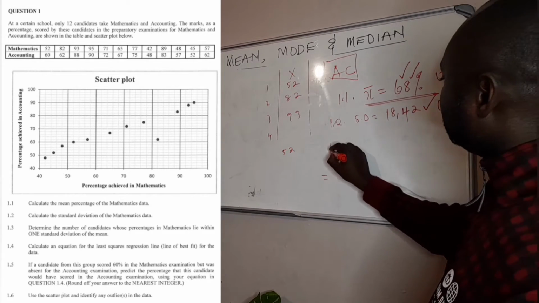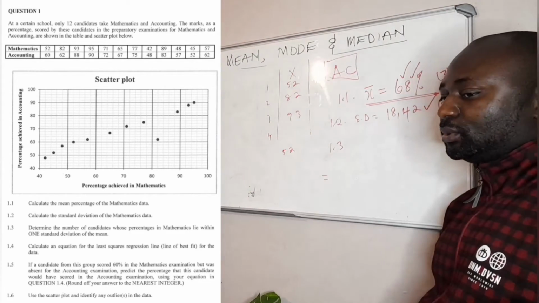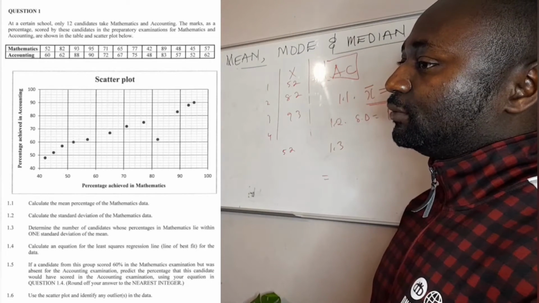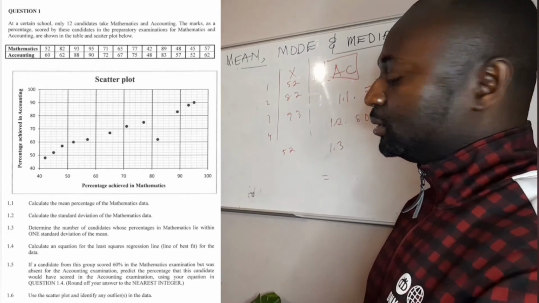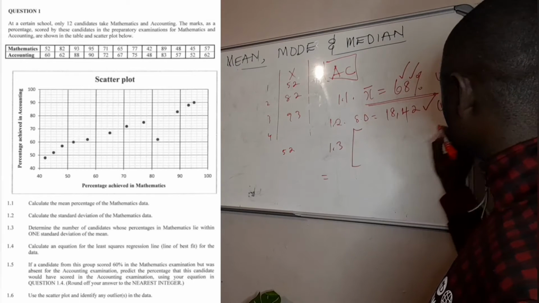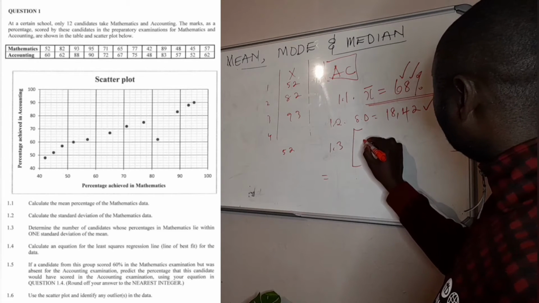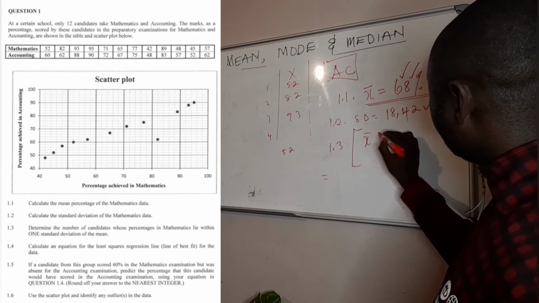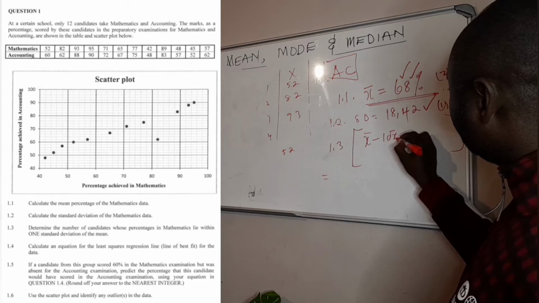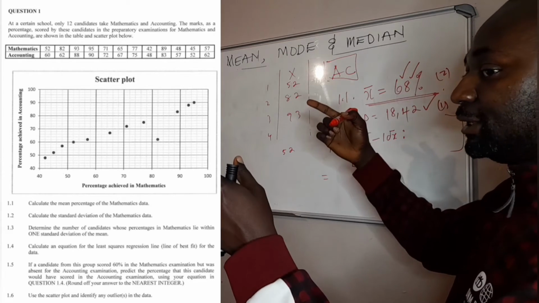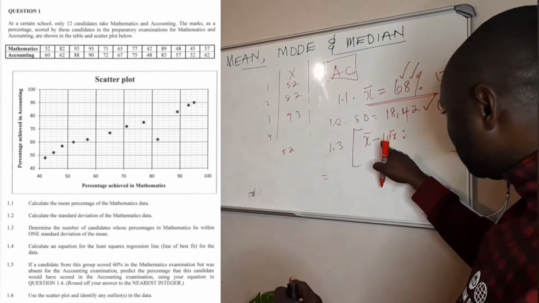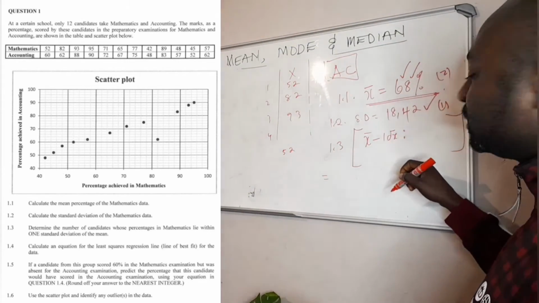And then the last question, which is 1,3, says we must calculate how many are within one standard deviation of the mean from the mathematics table. So now we apply what formula? What formula do we use? Mean, X bar. We use X bar minus standard deviation. 1 standard deviation is 1, because they said 1 standard deviation. The examiner can say 2 standard deviations. Then it means you multiply 2 times your deviation. Okay, that's how it works.